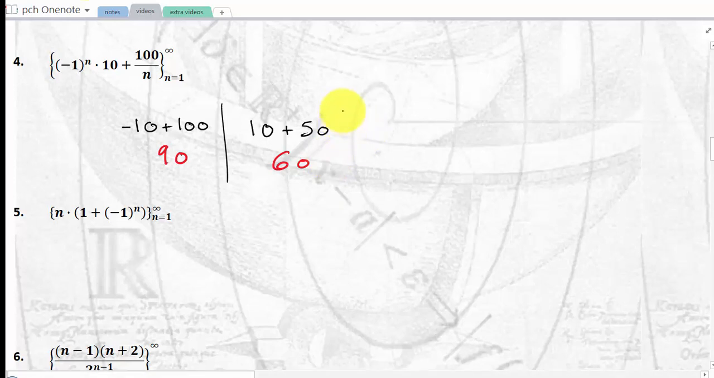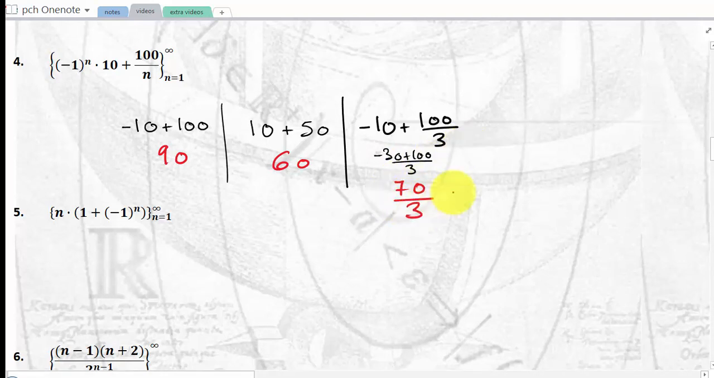If n equals 3, what's going on? We have negative 1 cubed is negative 1. Negative 1 times 10 is negative 10 plus 100 over 3. So that is negative 30 plus 100 over 3. So it is 70 over 3. All right, n equals 4. So this is going to be a plus 10 now. So I get what's going on with the 10: minus 10, plus 10, minus 10, plus 10.